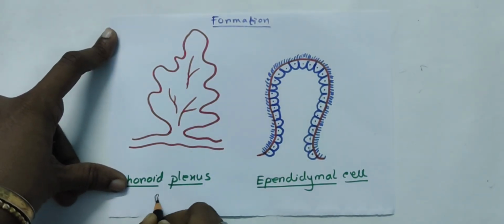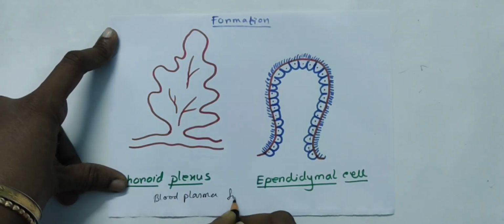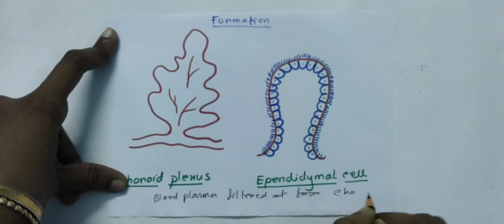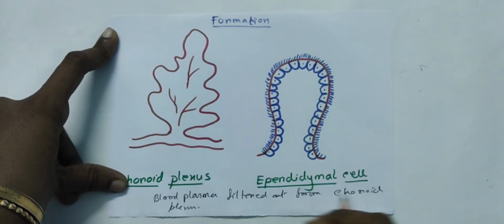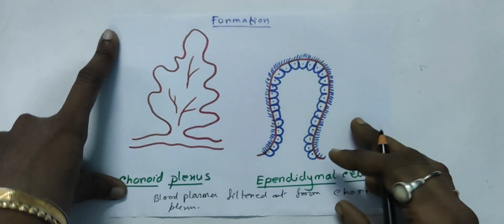Blood plasma filtered out from choroid plexus. As we know, CSF is the extracellular fluid.